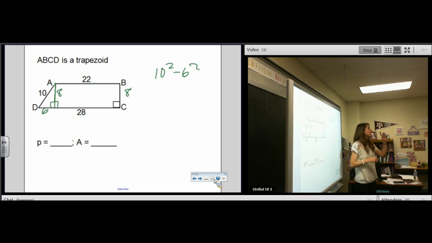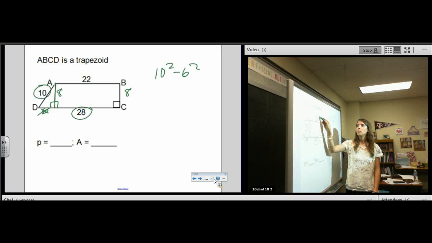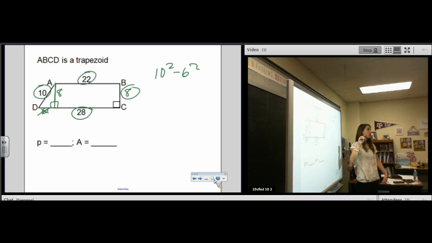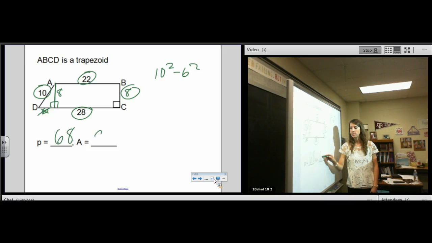Oh, yes. You're not the first person. You need to change the perimeter. But your area is wonderful. Okay, good. That's okay. Did you add this 6 in? The perimeter is just 28 plus 10 plus 22 plus 8. You don't want to double up. Very good. Oh, okay. Right, that's good. 68 and 200.